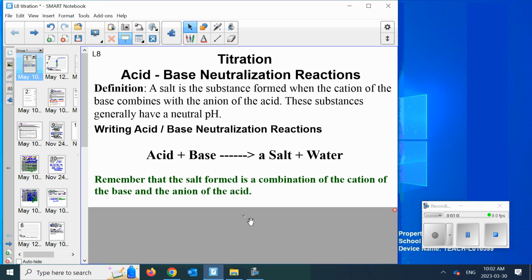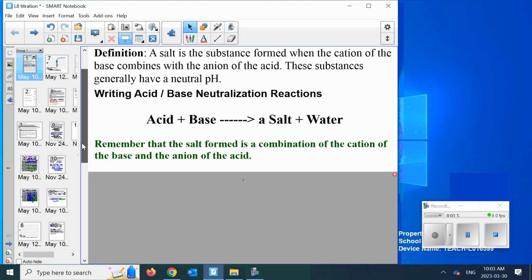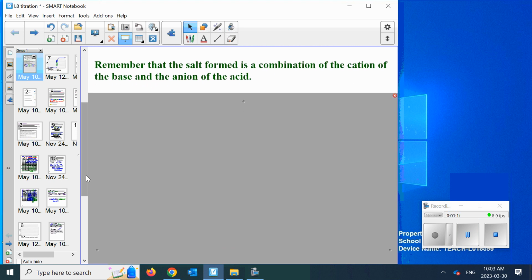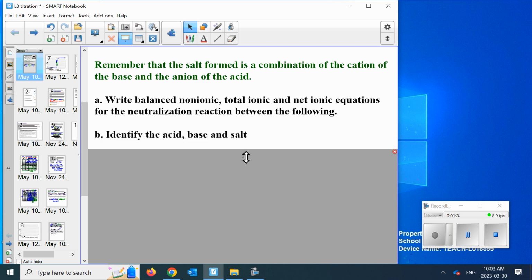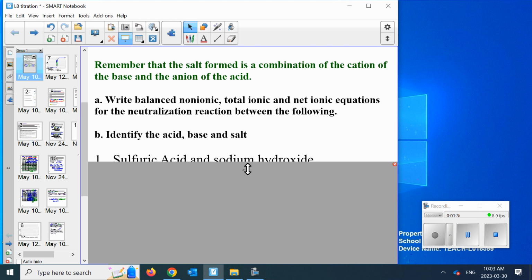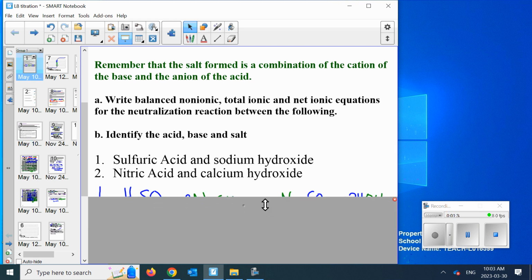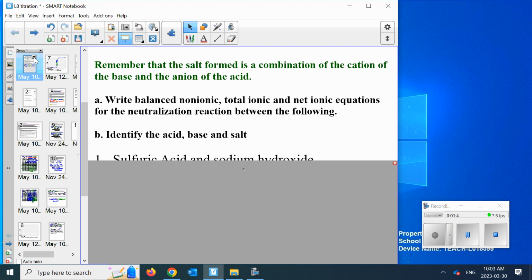Now, I'm not going to get you to write the next part down. That's why I covered it up. These are the directions, though, for the next portion. We're going to write a non-ionic, a total ionic, and a net ionic equation. Three things we'll learn to do by doing, for neutralization between the following. And we're going to identify the acid, base, and salt. I'll just erase the actual answers.